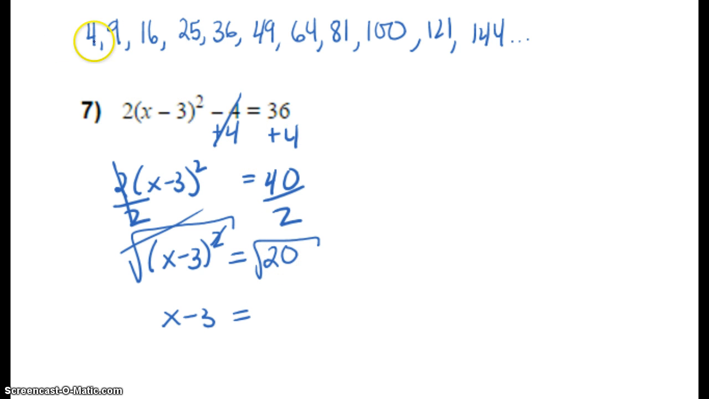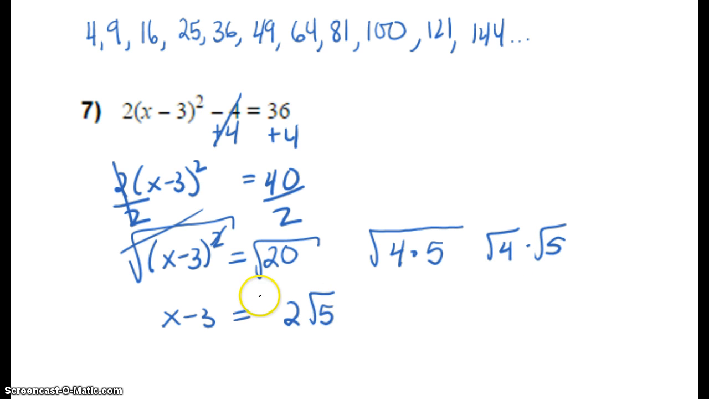This 20 is not one of my special numbers, but 4 does go into 20. So I'm going to think of 20 as 4 times 5, knowing I can mentally break that up and square root the part I know how. So that's 2 root 5. And then because I was the one who put the square root in here, I got to put plus or minus. And then you just don't worry about how ugly this is.